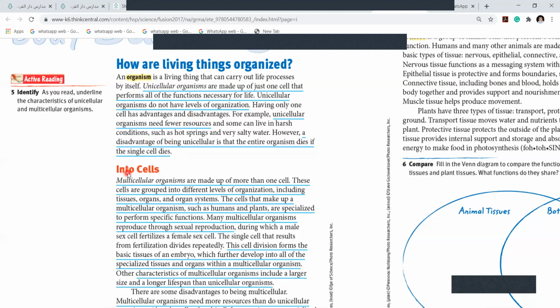What is the disadvantage? What is not good about them? The entire organism dies if the single cell dies. For example, in my body, if one cell dies, will I die? No, I won't die if one cell dies. If one organ is bad, that doesn't mean I will die. But with unicellular organisms, if the single cell dies, that means the organism died. Okay?